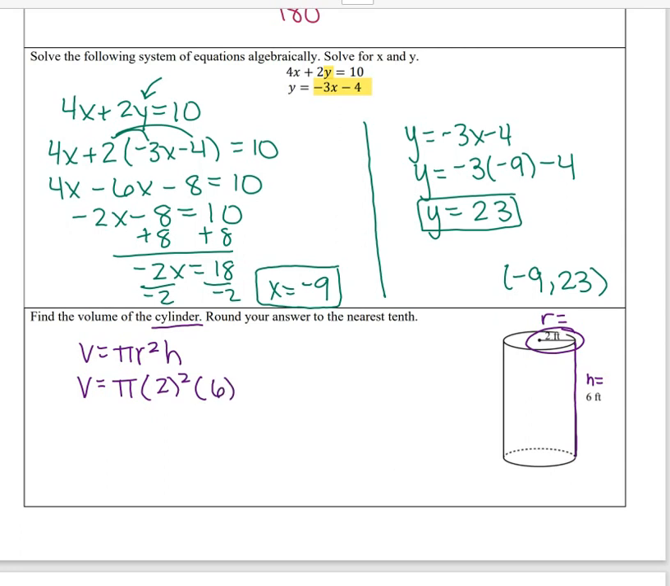Now from here, I'm going to type that into the calculator exactly how I see it. Volume equals pi times parentheses 2 squared times h, which is my height. I'm going to have 75.3982239. It says round to the nearest tenth, which is that first spot after the decimal. I'm looking at the 9. 9 is greater than 5. So I'm going to bump that 3 up to a 4. And I have 75.4 feet to the third power.